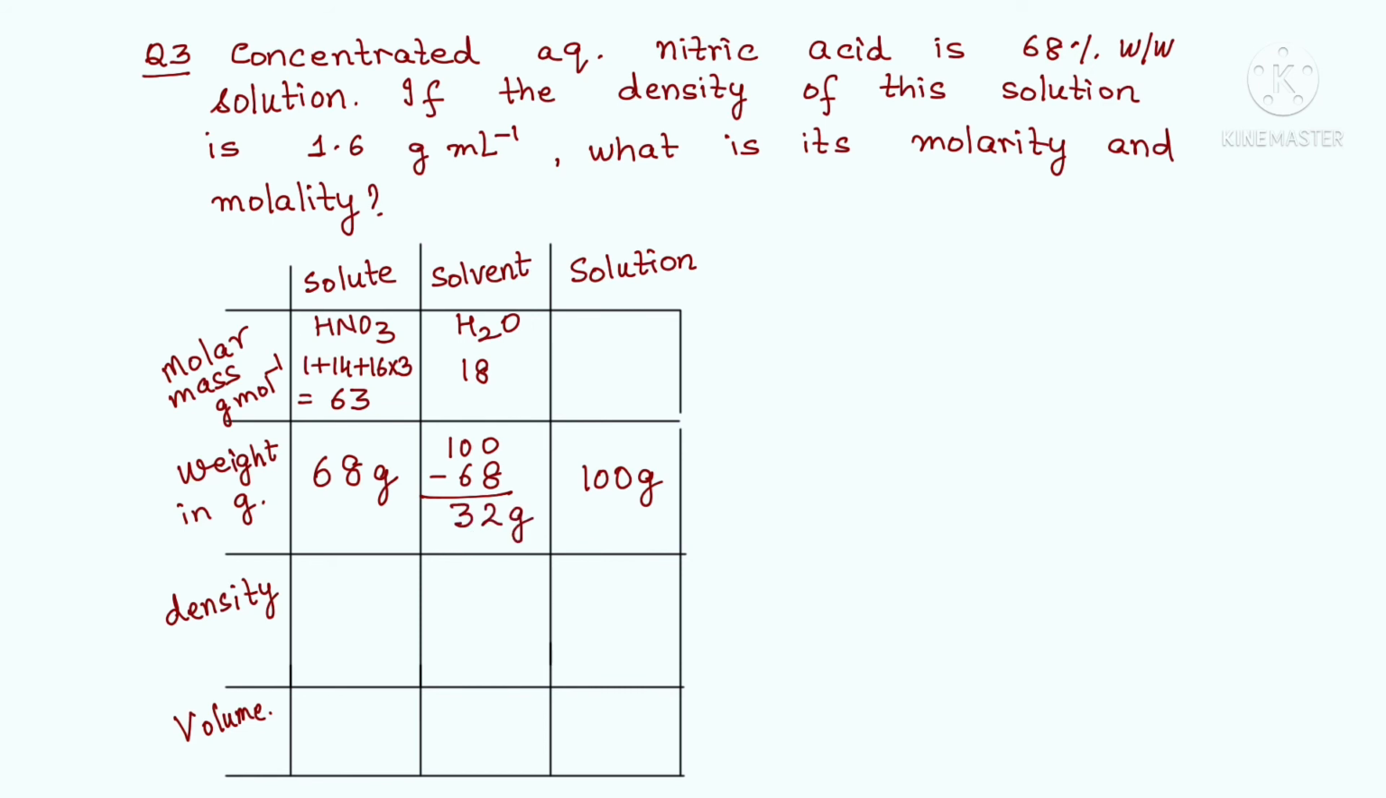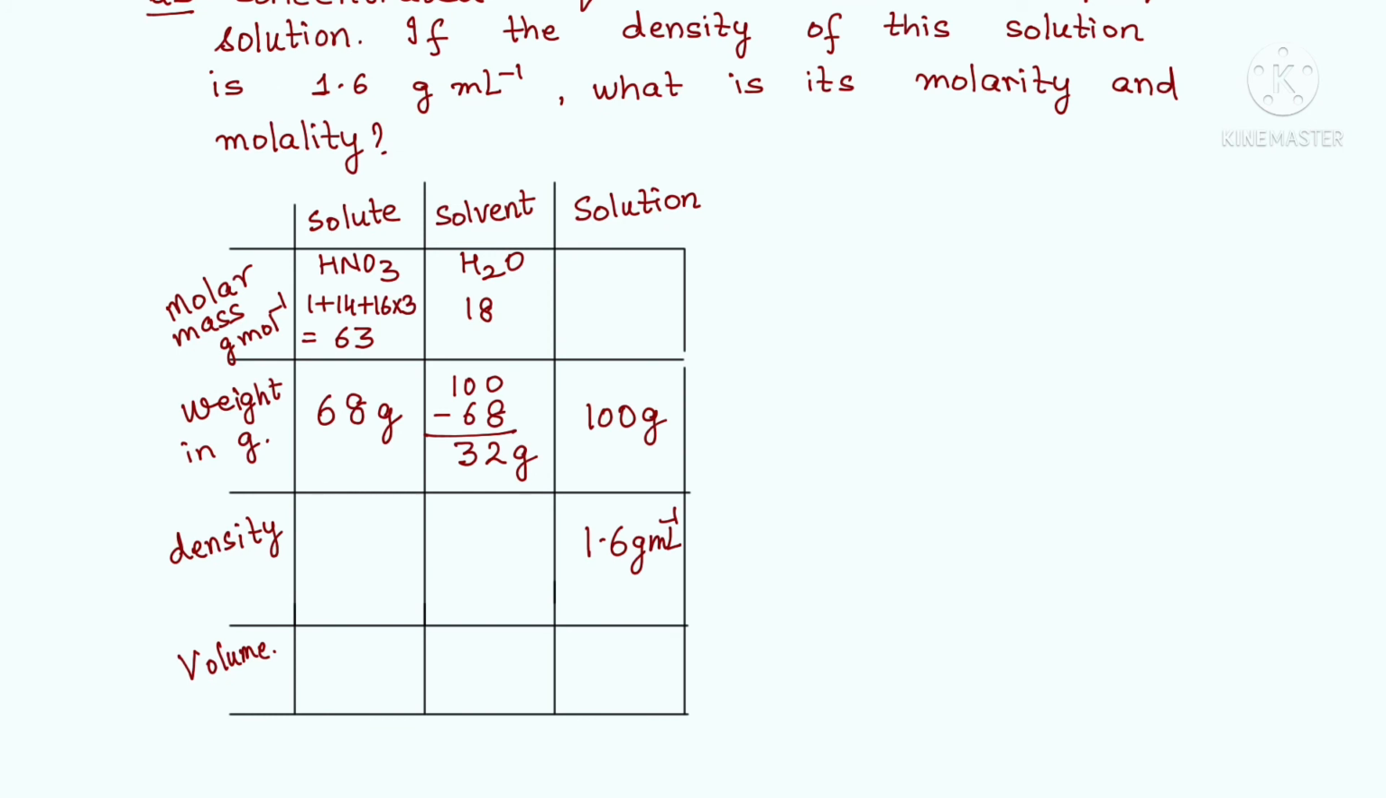What else is given? It says the density of this solution is 1.6. So I've got the density as 1.6 gram per milliliter. As I said, don't forget the units. And you can very clearly see where we are going. We've got the weight of the solution. We've got the density of the solution. Can you find out the volume of the solution here? Volume would be mass divided by the density.